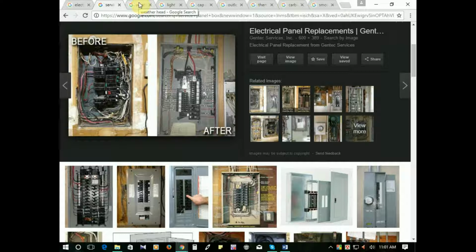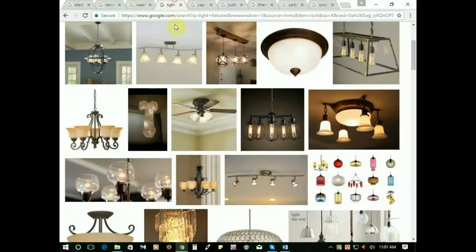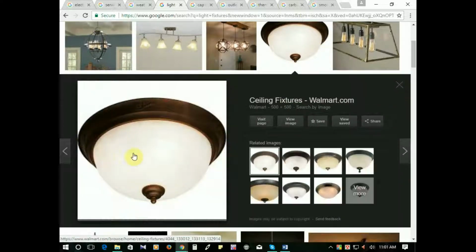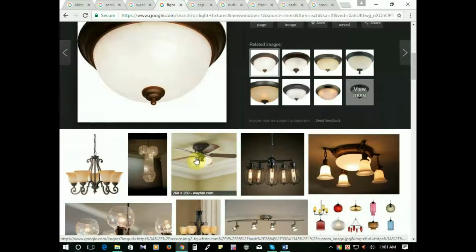So again, the following items have to be in undamaged conditions. First, light fixtures and ceiling fans. If they're missing, so these are called light fixtures. This is the most common one, and ceiling fans.